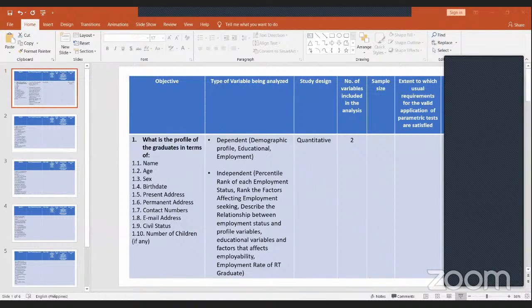So for our study design, we have quantitative po. For the number of variables included po sa analysis namin po, there would be two variables po wherein we have po the dependent and independent po. Tapos sa sample size po, hindi pa po namin ano po siya dyan. Tapos dun sa data analysis tool po na magagamit po namin for our study, dalawa pa lang po yun, which is the chi-square po and the Likert po.